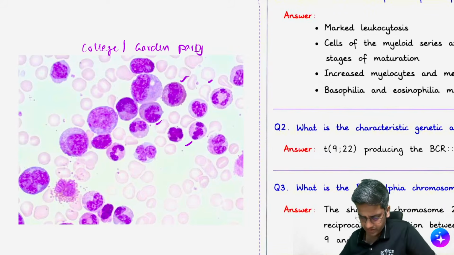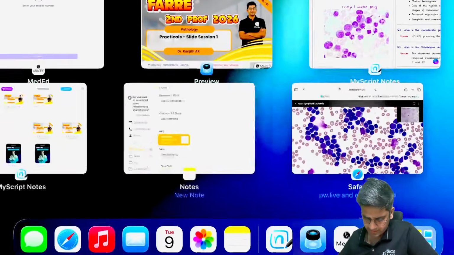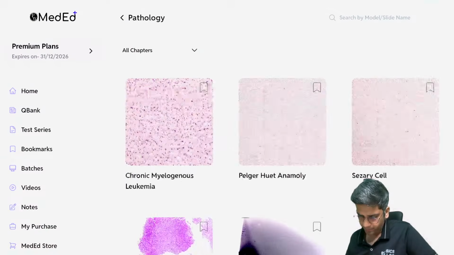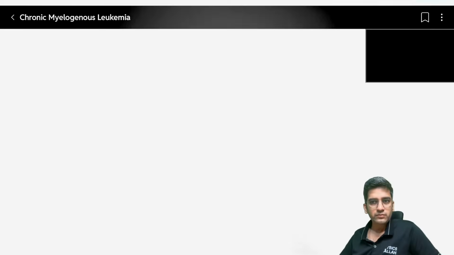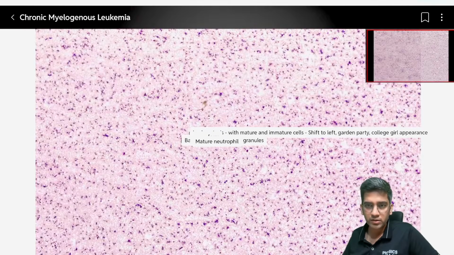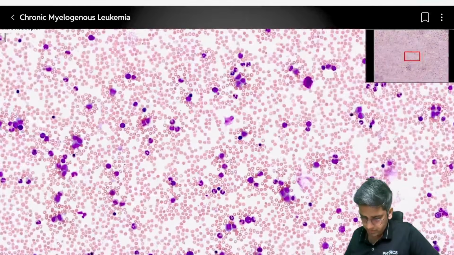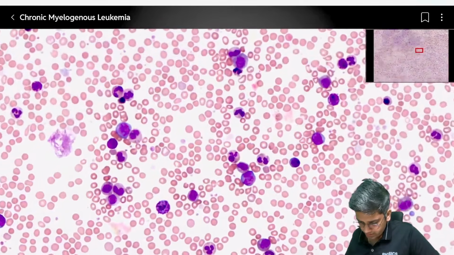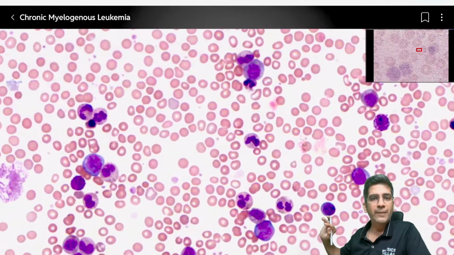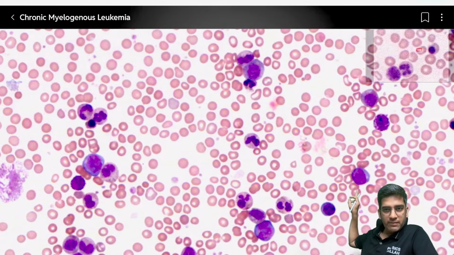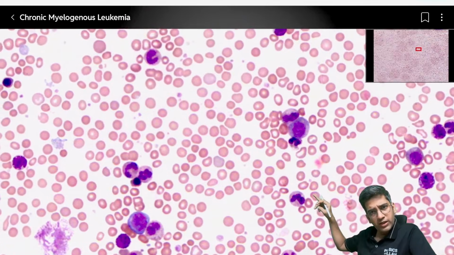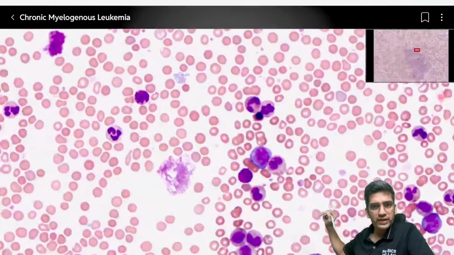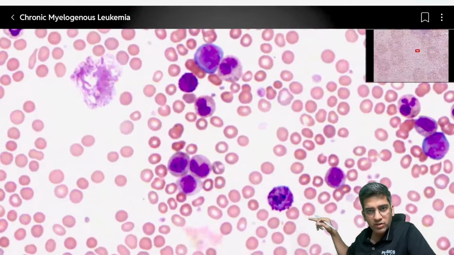I think we have slides of CML also in the Meded app. Let's go and have a look at it. Yes, we do have. The goal is simple. Everything is there in general pathology. See, if you look at this, you do have multiple cells here. I have a very immature blast. I do have a maturing band form. I do have a neutrophil also. Look at this. Can anyone tell me what this is?